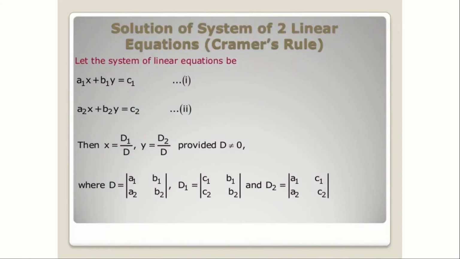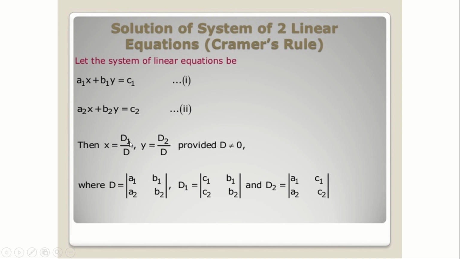Next, moving on to the last topic, that is the solution of a system of two linear equations by Cramer's rule. It is a new rule, Cramer's rule, for solving two linear equations. Here two linear equations have been given, a1x plus b1y is equal to c1, and a2x plus b2y is equal to c2. In order to find x and y, x is equal to d1 by d and y is equal to d2 by d, provided d is not equal to 0.